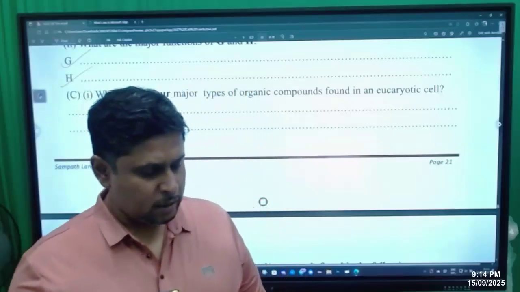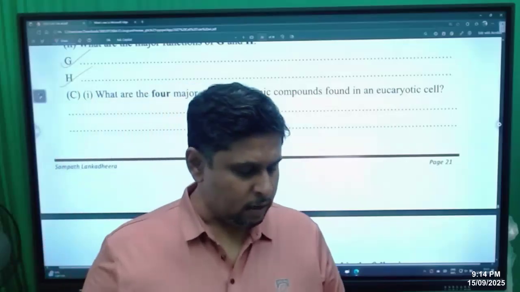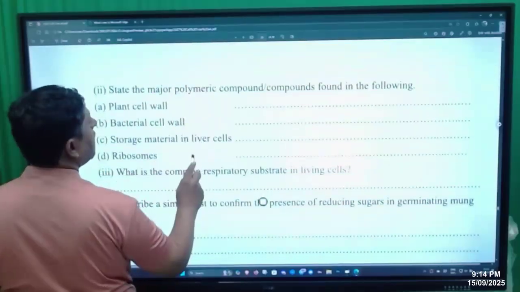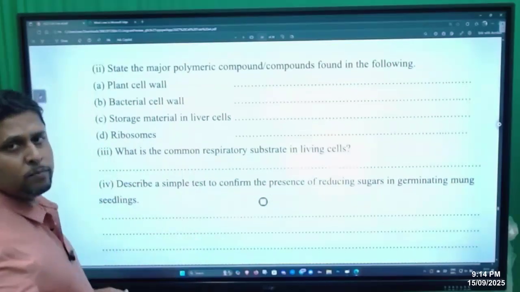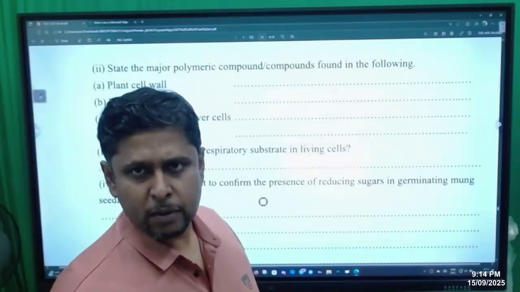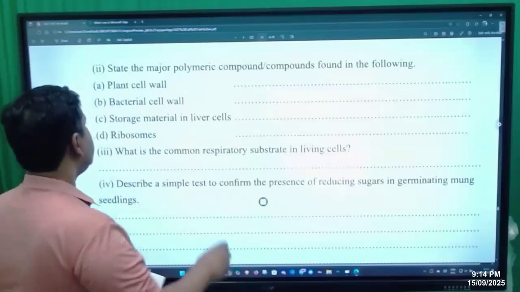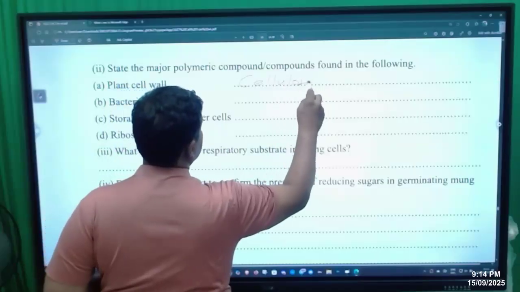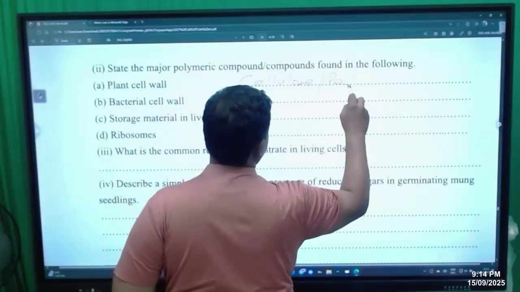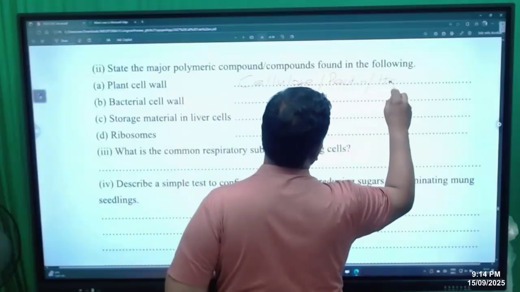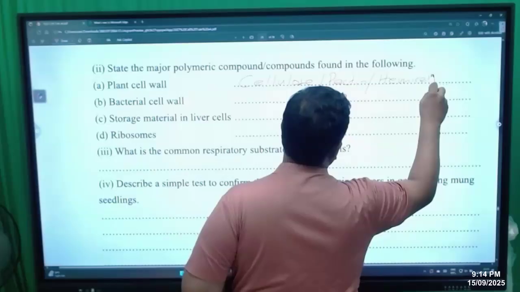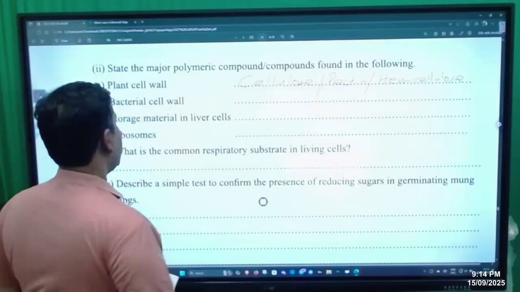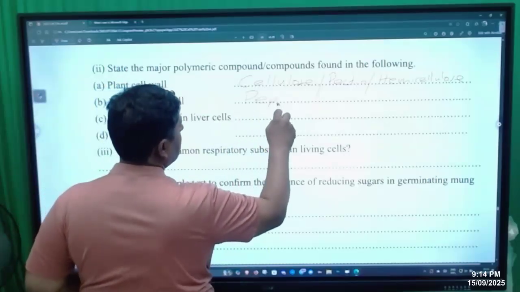State the major polymeric compounds found in the following. Plant cell wall: what is the major polymeric compound? You can say cellulose, pectin, hemicellulose. Bacterial cell wall: what is the material? Peptidoglycan.